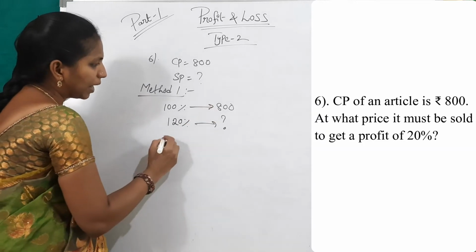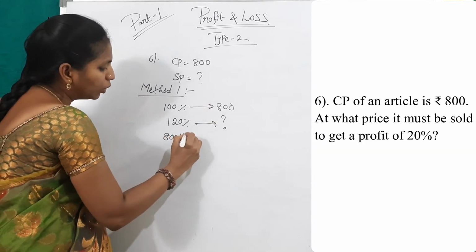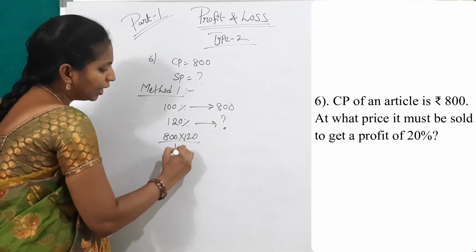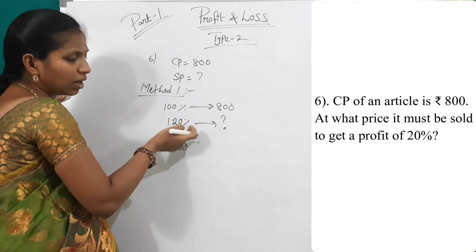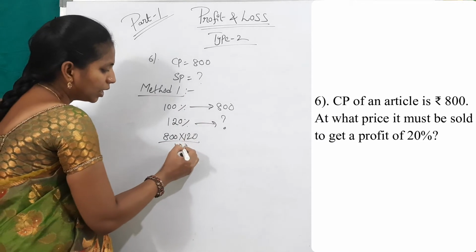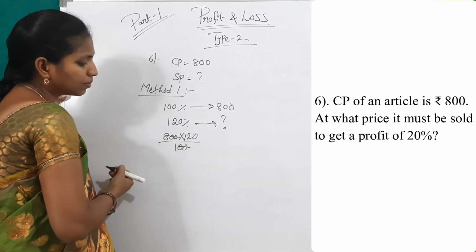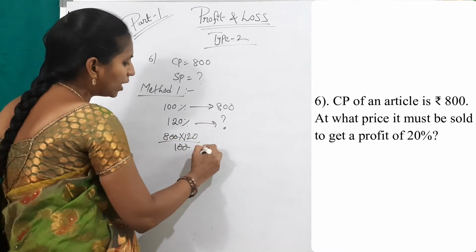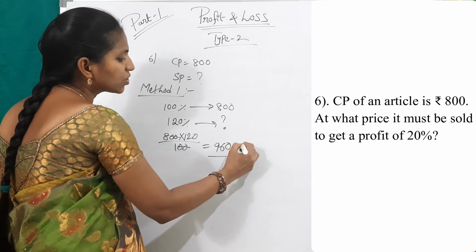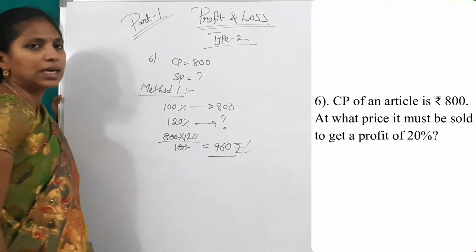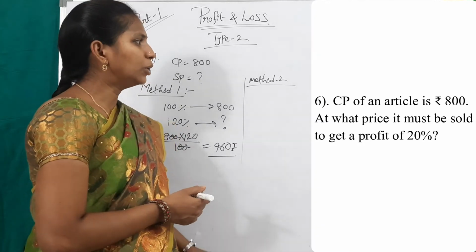Now cross multiply. 800 into 120 by 100. No need to write the percent symbols because they cancel here. So now cancel zeros. Now what is the value? 0 and 6, 9. 960 rupees is the result. Now see method 2.